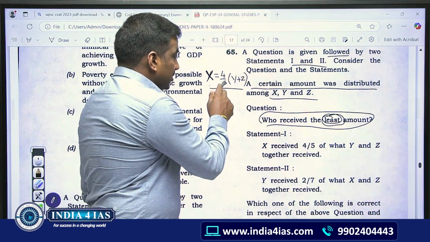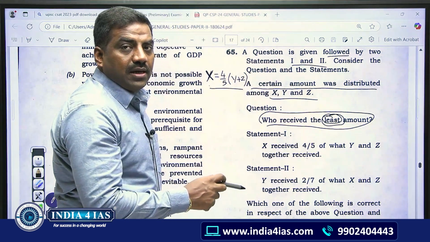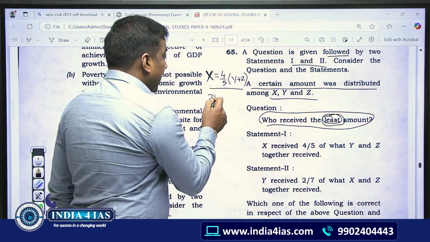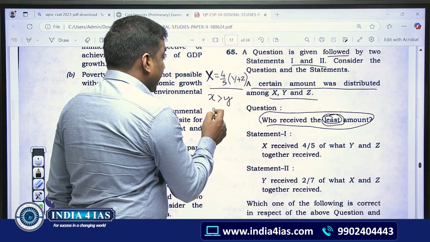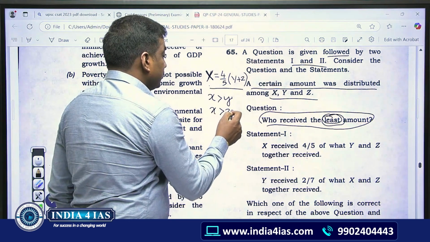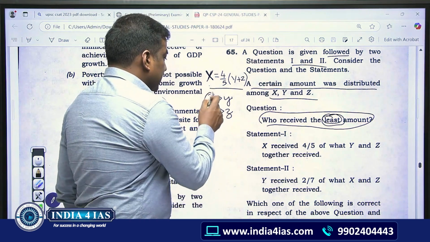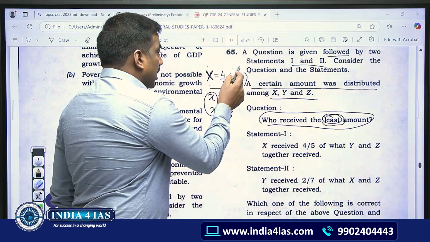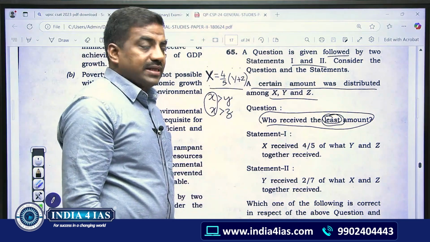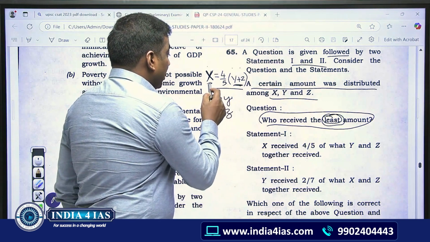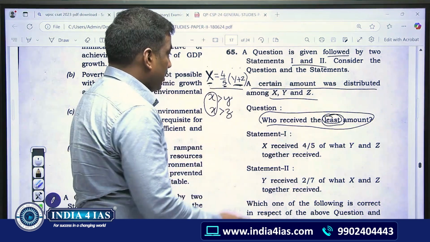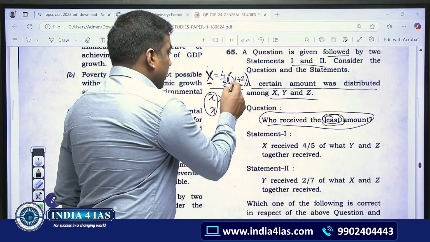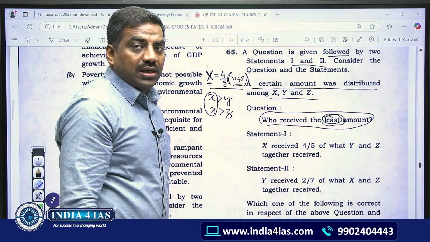If this fraction was more than 1, then easily I would have said X is having more than Y and X is having more than Z. In that case, I would have told at least X is having the highest amount. But in this case, we cannot conclude anything about X, Y, and Z. So X is having less than the sum of Y and Z. This is the interpretation. But if you look at the relation between Y and Z, you cannot ascertain.